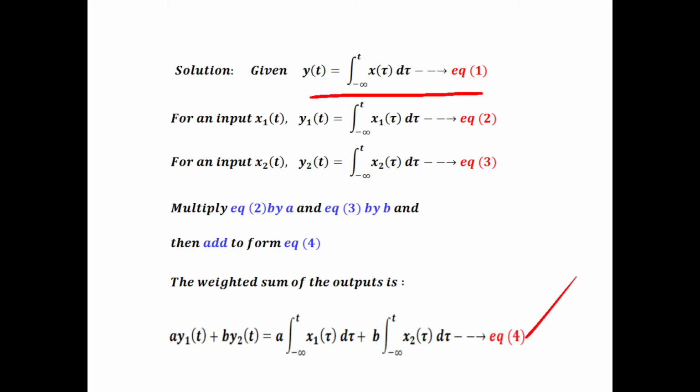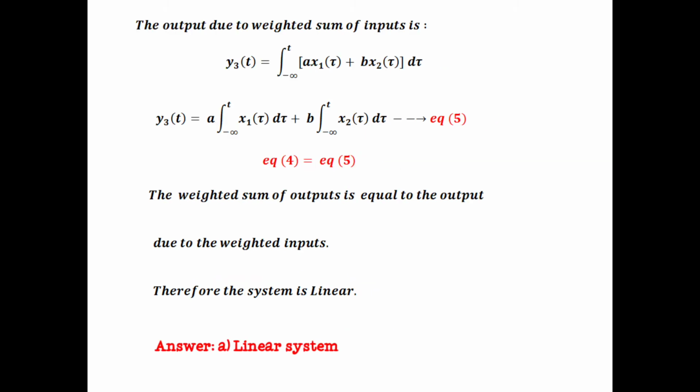This is simple. So this is the weighted sum of the output. How to write the output due to the weighted sum of inputs? Just replace x of tau as a x1 of tau plus b x2 of tau. This is the weighted sum of inputs. Since this is an integral, we can distribute it over the two terms: integral a x1 of tau d tau plus integral b x2 of tau d tau. Since a and b are constants, you can take a and b outside the integral: a integral x1 of tau d tau plus b integral x2 of tau d tau.